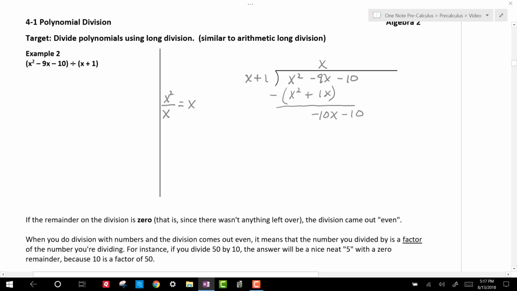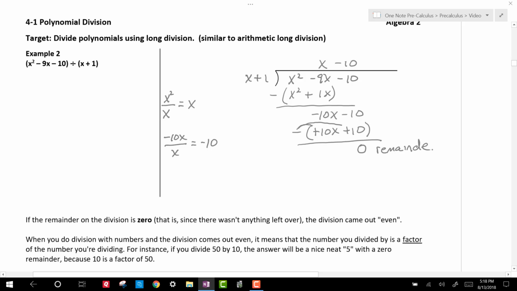I start all over. I take the lead term on the inside, negative 10x. I divide it by the lead term on the outside, x. And that gives me negative 10. I put a negative 10 up on top, and I multiply. Negative 10 times x is negative 10x. Negative 10 times 1 is negative 10. I put parentheses around here. I put the negative out front. If it makes it easier, distribute the negative. Change the sign, so that would be plus. You can see how everything's going to cancel out here, and I have a 0 remainder. Okay? 0 remainder, which means there's nothing left over.